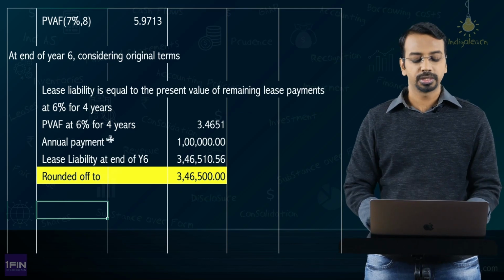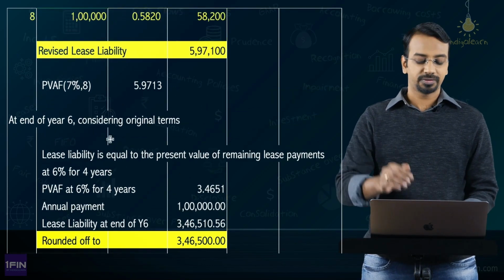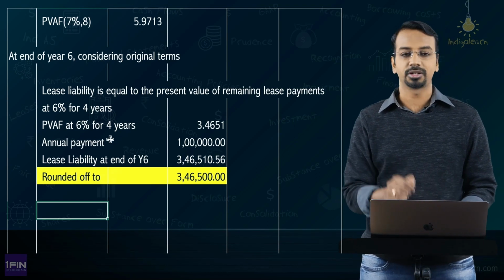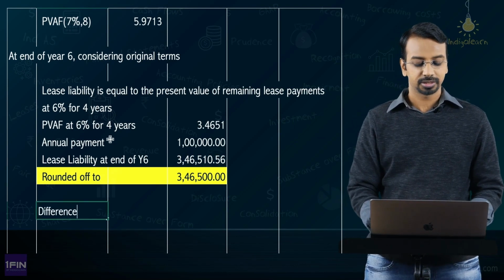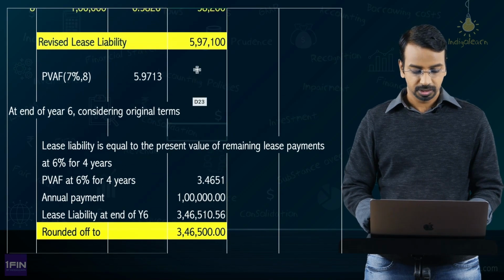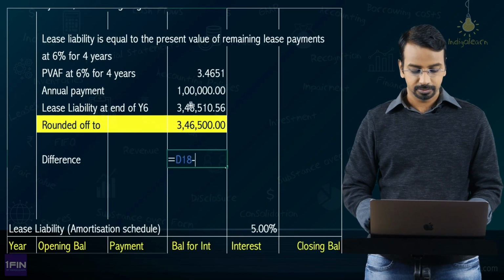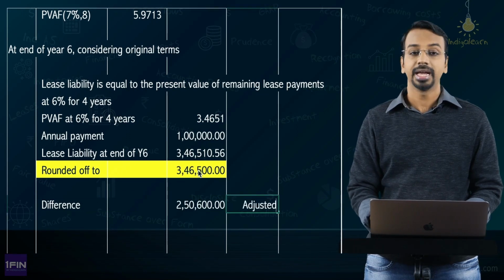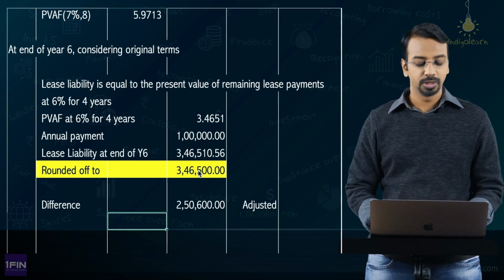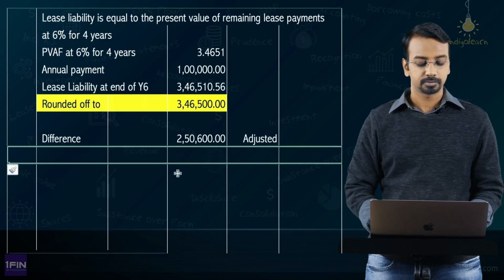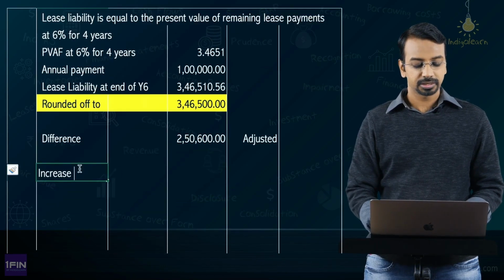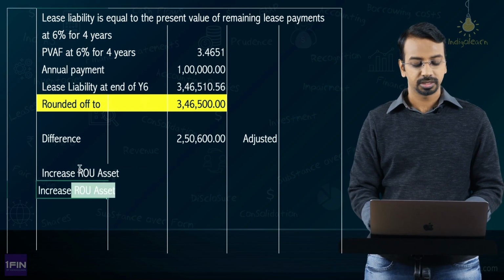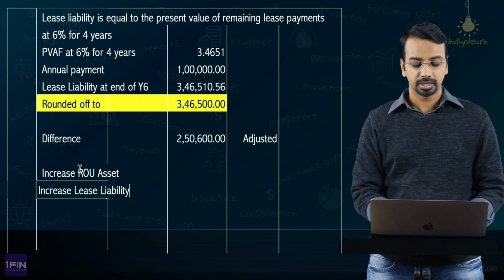Now, the revised lease liability is 597,100 and the original lease liability at the end of year 6 is 346,500. The difference is 597,100 minus 346,500. This difference will be adjusted. Adjusted to what? You will increase the ROU asset and you will increase the lease liability.